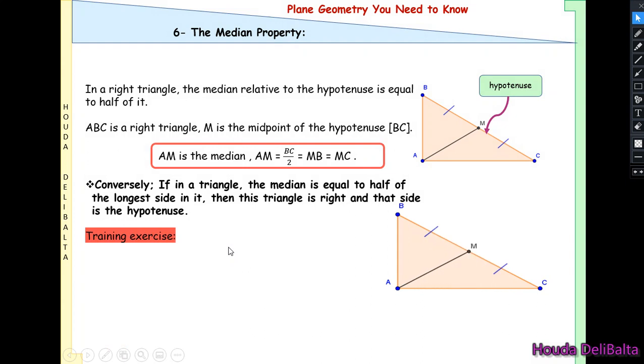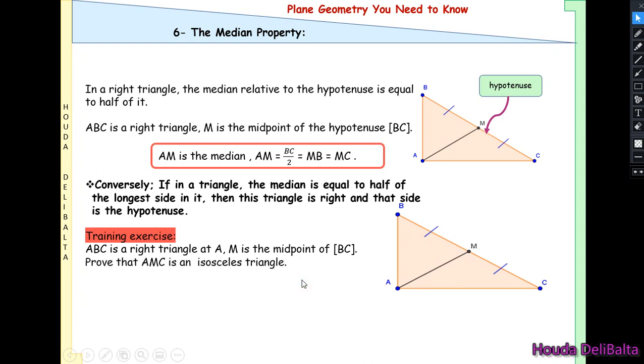Training exercise. Here is a triangle ABC that's right at A, and M is the midpoint of BC. Thus, what do we call AM? Because it's joining the midpoint, it's called the median. Prove that AMC is an isosceles triangle. That's a very simple training exercise. Let's think a little bit.